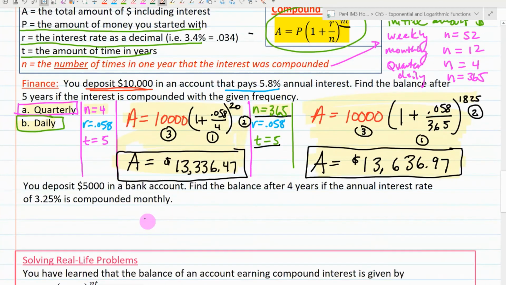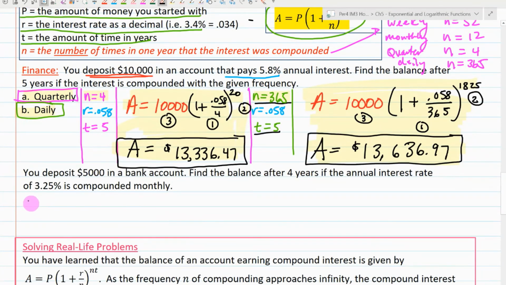All right, this last problem, let's go ahead and do this. So you deposit 5,000. That's how much you start with. Find the balance after 4 years. Annual interest rate. If you're not sure how to change that into a decimal, just divide it by 100, okay? And then compounded monthly.